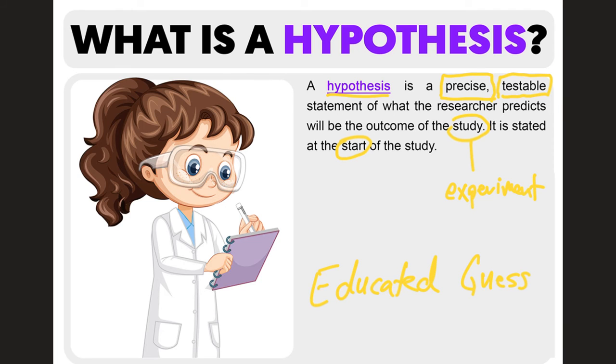It should be precise, which you can think of as specific, which is the opposite of vague. We don't want vague. We don't want it to be bland. We want it to be specific. It's testable, and it should be created at the start of your experiment.